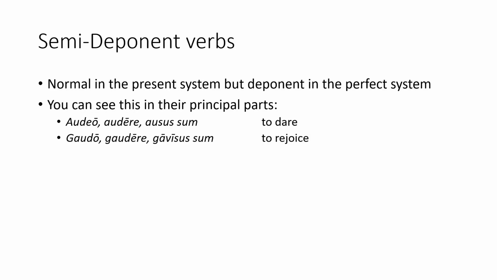There are some verbs that are what we like to call semi-deponent. These are verbs that are normal in the present system, but deponent in the perfect system, meaning that their perfect, pluperfect, and future perfect forms are passive in form, but active in meaning. You can see this in their principal parts. The verb audeo, audere, ausus sum is semi-deponent because it only has 3 principal parts, and the perfect is clearly passive, but active in translation. The same with gaudeo, gaudere, gavisus sum.